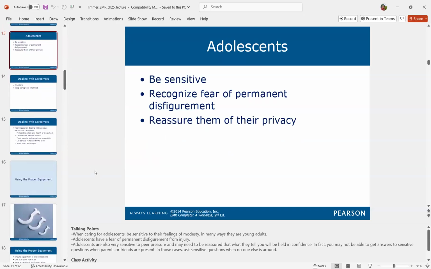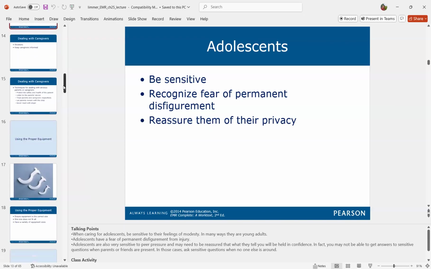And again, adolescents, be sensitive. They're very sensitive to that peer pressure. So you might not be able to get answers out of them for sensitive questions. So again, even if their parents are around or their friends are present, maybe ask those sensitive questions when nobody's around, or put them in the ambulance. Be like, we just want to check you out in here, get a better environment kind of thing. Or if you can move people out of the room, do that.